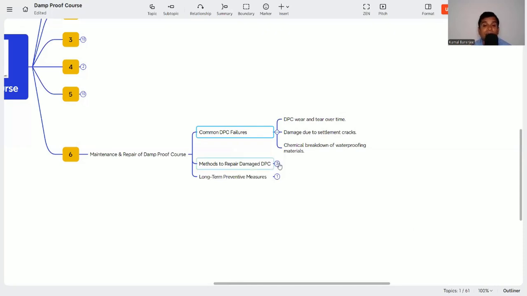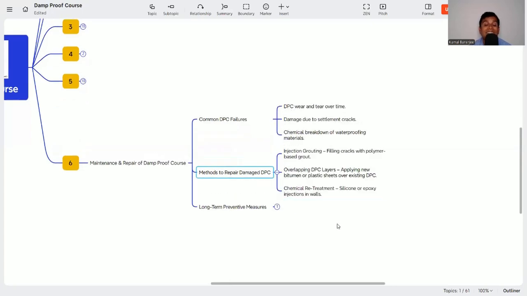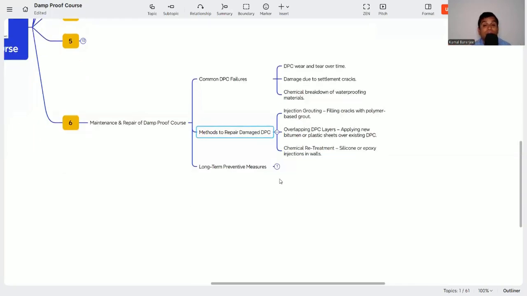Then what are the methods to repair DPC? Injection grouting: if you find cracks, you can do injection grouting, filling cracks with polymer-based grout. Then overlapping the DPC layer, applying new bitumen or plastic sheet over the existing DPC as per the repair methodology. Then chemical retreatment, which is also very much important. Silicone or epoxy injection of the wall can also help to restore the DPC layer.